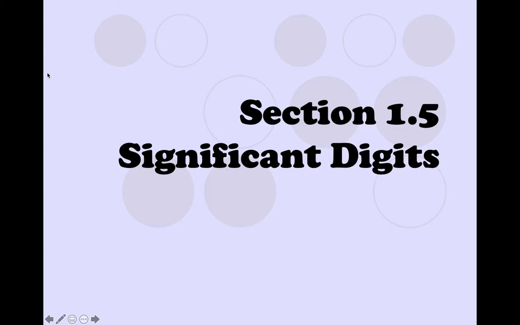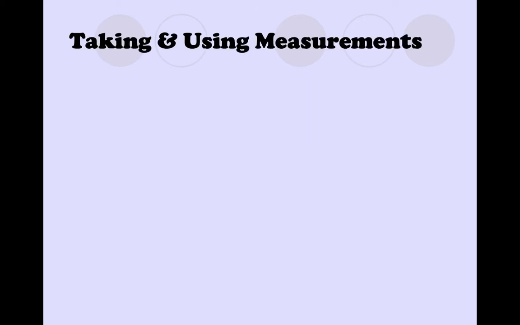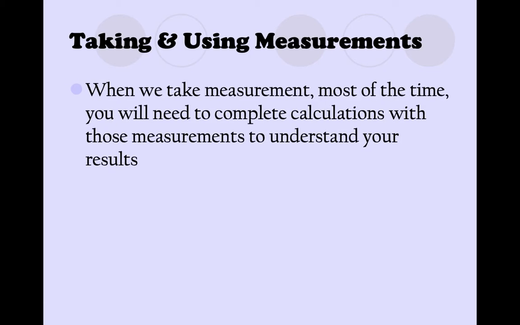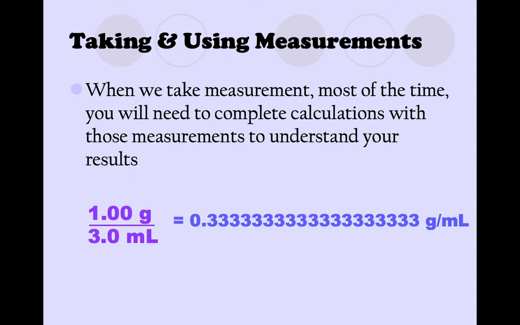All right, so today we're going to be looking at significant digits to start our chapter 3. Whenever we take a measurement, most of the time we don't just stop with the measurement. We actually do a calculation. And this poses a very particular problem in science. And that is when we take a measurement, there is a limit to what we know.